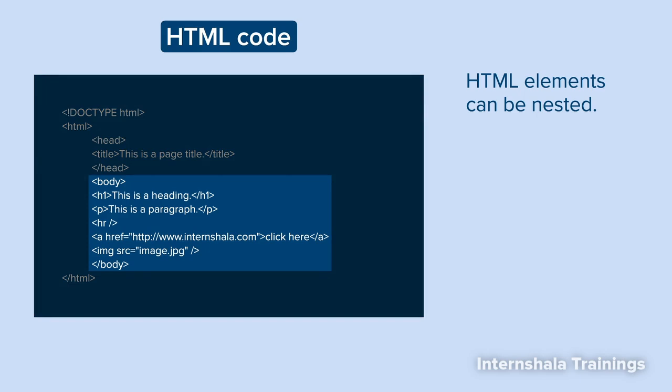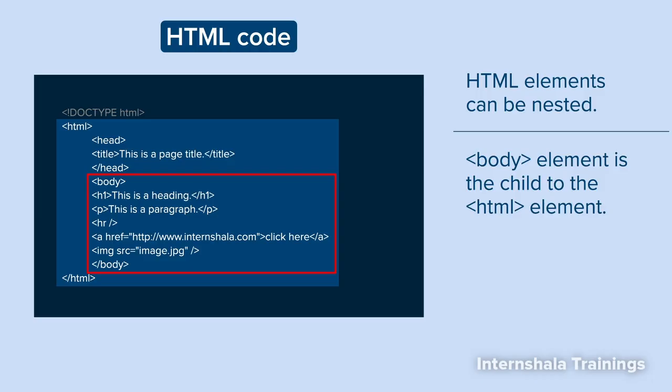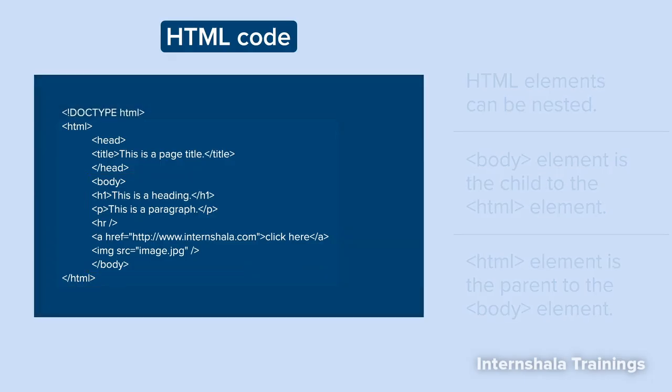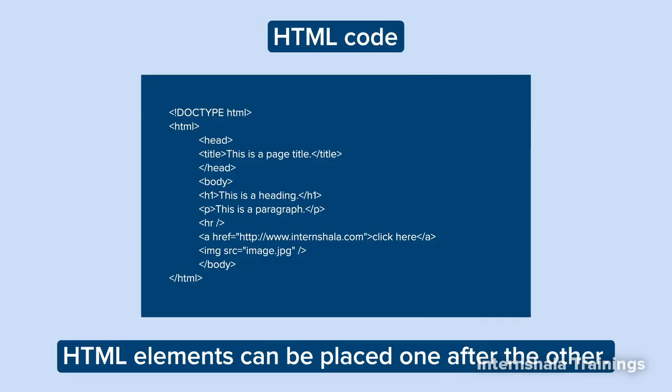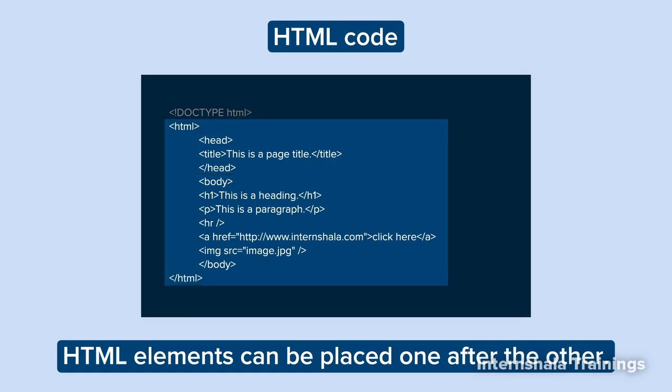Here you can see the body element which is placed inside the HTML element. This means that the body element is the content part of the HTML element. We can also say that the body element is the child to the HTML element. And inversely, the HTML element is the parent to the body element. If you carefully notice, you can see we can also place HTML elements one after the other. Like the body element is placed after the head element. Here, the body and head elements have the same parent element, that is the HTML element. So we can say that head element and body element are siblings to each other.